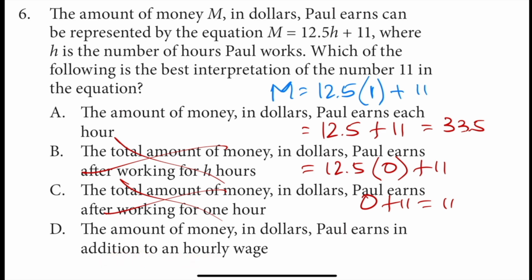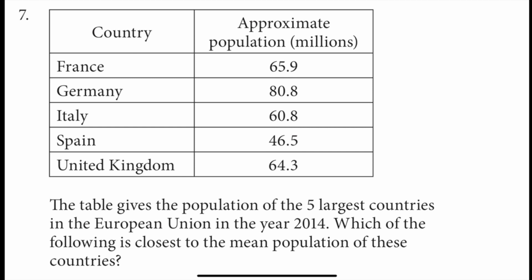Let's go. Number 7. We have a table of values: France, Germany, Italy, Spain, United Kingdom. The table gives the population of the 5 largest countries in the European Union in the year 2014. Which of the following is closest to the mean population of the countries? There we go. Here's the question.